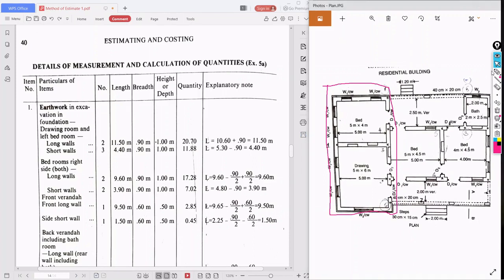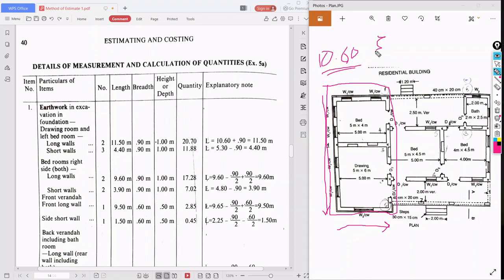So I'll take this as the long wall. We already calculated the short wall, right? So what is the center to center length of the long wall? We got that, it is 10.60. Correct?